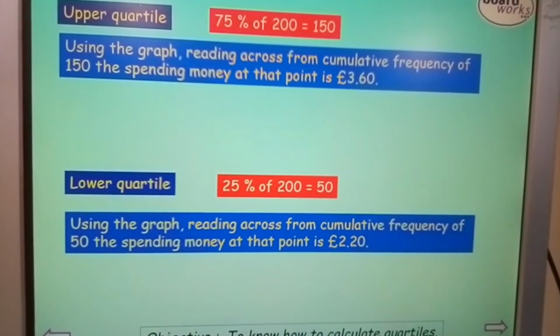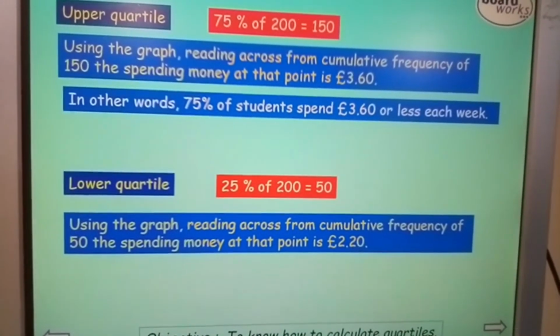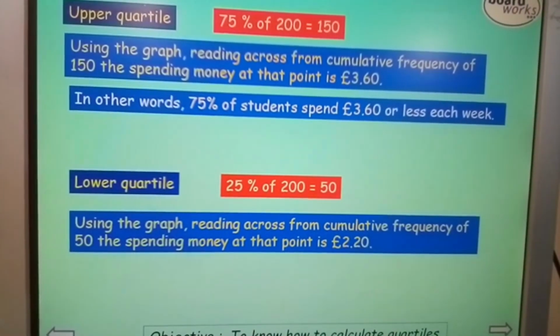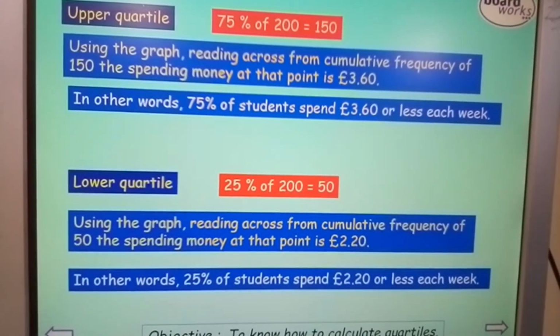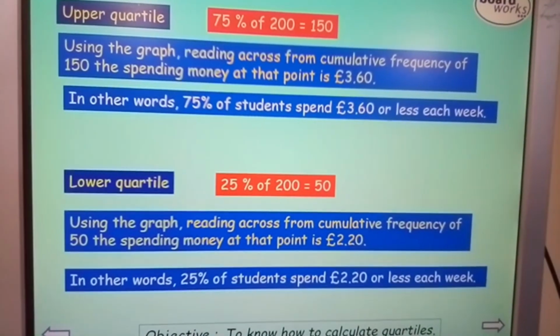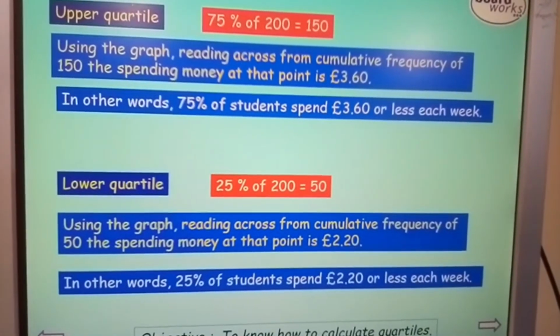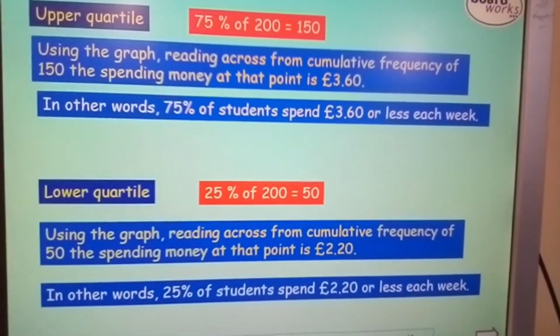Okay, now read this. Keep the information in mind. Okay. Right. Example: upper quartile 75%, lower quartile, etc. Yes, you know already. Let's go with that. And here we're simply saying that, in other words, 25% of students spend £2.20 or less each week. And that is correct according to our graph.